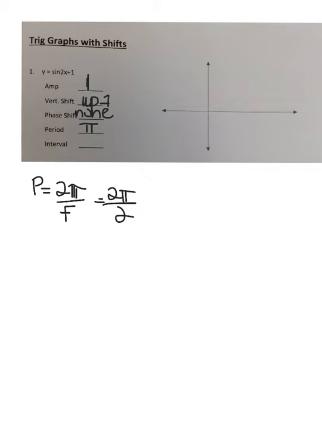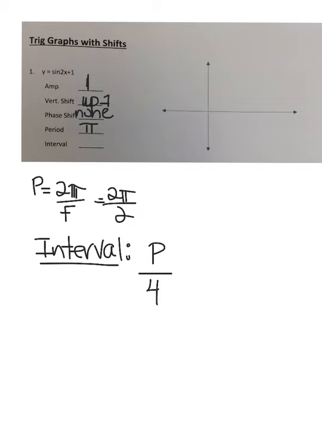All right, now this interval thing, and I'm also going to write this down here because this is kind of new, and it's not a big deal. To determine the interval, and you want to write this on your page so that you have this for notes. Interval, you're always going to take your period and you're going to divide it by 4. Okay, so your period in this case is pi. We divide it by 4. So your interval is, I don't know why I can't write pi's today, pi over 4.